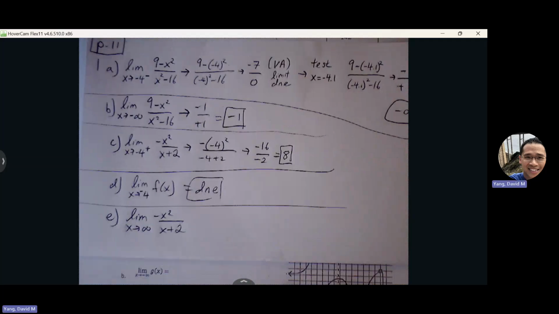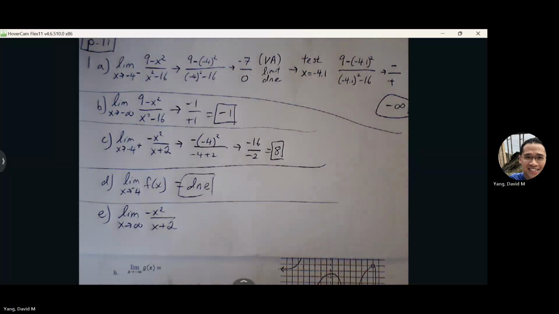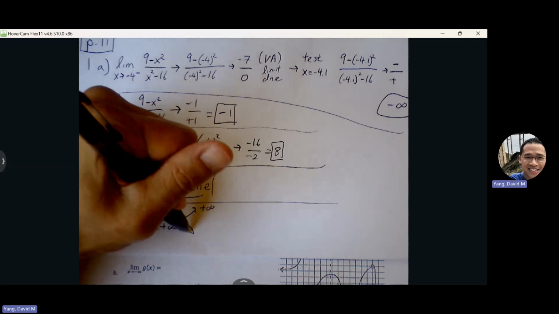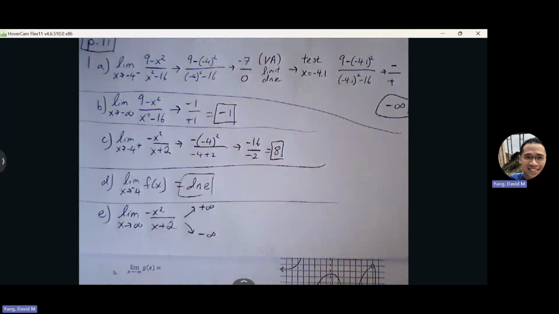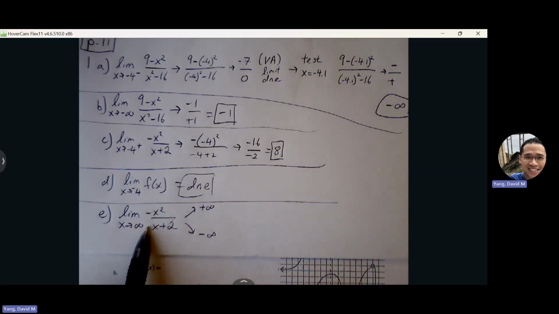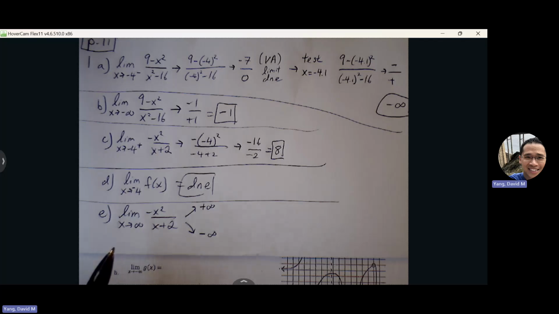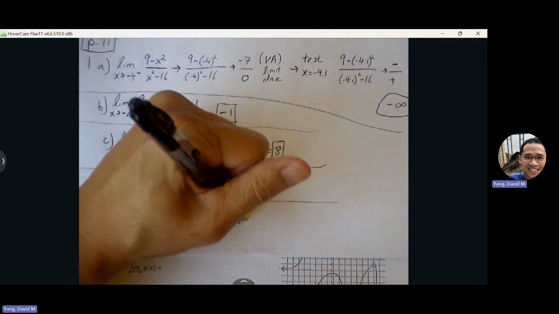Part E, limit as x approaches infinity. So we're back to infinity here. What's our first step? Compare degrees. What do you notice? Yep, higher degree in the numerator, which means that this fraction is doing what? Yeah, it's going to either increase or decrease without bound. So now that you're down to two options, now we can do what? Plug in 100. Yes, now you can plug in 100 because we're headed to the right. You want to plug in a number in the direction that you're headed. So this one I would test 100.